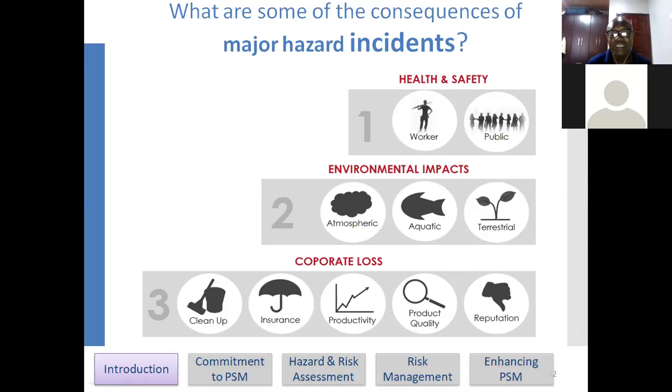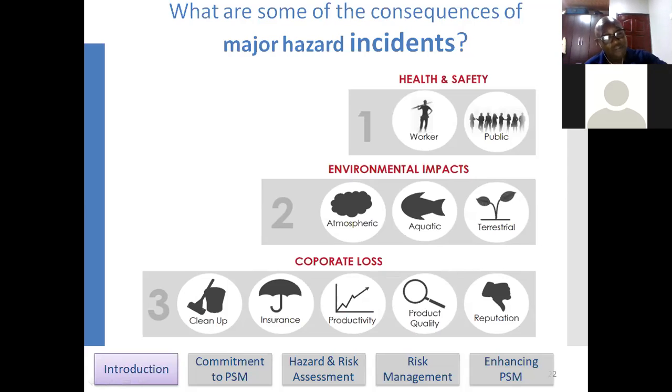The second one is the environmental impact. No matter how small an incident is, there will be an impact, either to the atmosphere, or to the surrounding water body, or to the terrestrial environment, the land around it. Let's give an example now. If an explosion occurs, it will burn. When it burns, there will be smoke in the air. That will cause atmospheric pollution.